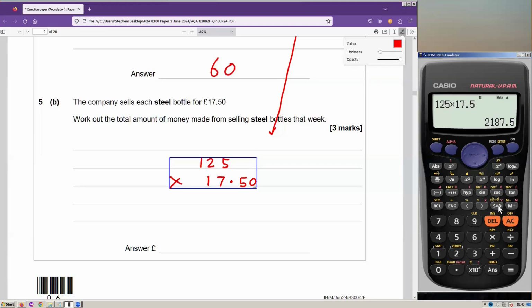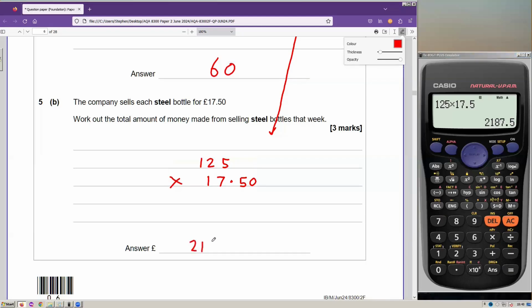Let's do it again. 2187, and make it 50 on the end like that, rather than just the 5, because it's pence, 50 pence.